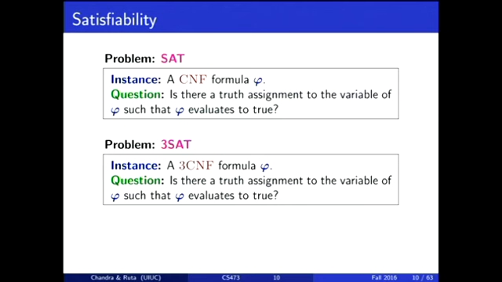Okay, what is 3SAT? 3SAT is the same problem except that I only give you 3CNF formulas. It's obviously a special case of SAT. These are simple, easy decision problems. You just have to decide yes or no: is the formula satisfiable or not satisfiable?